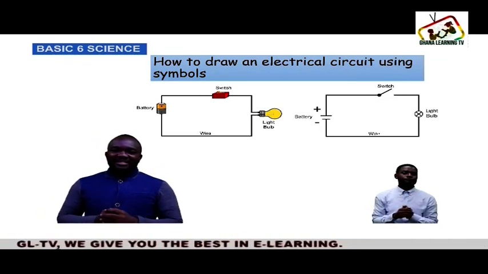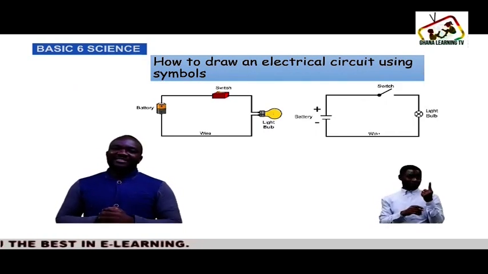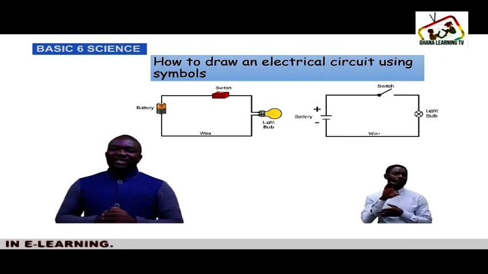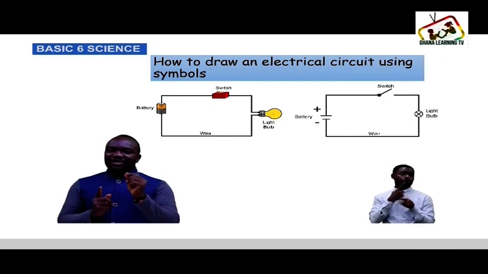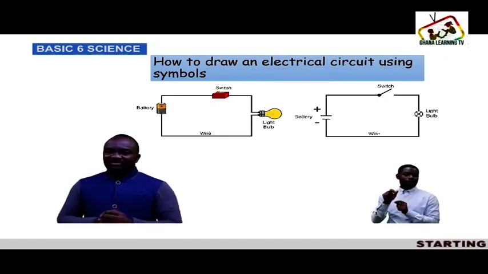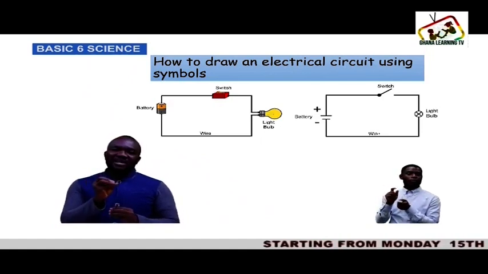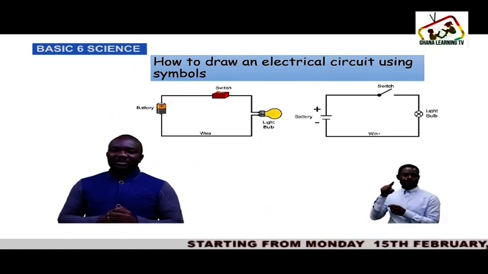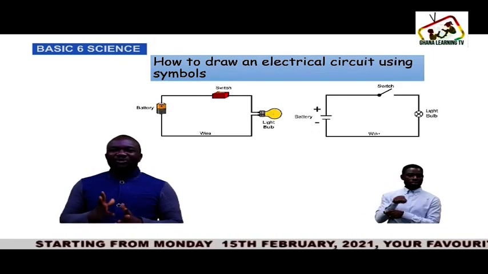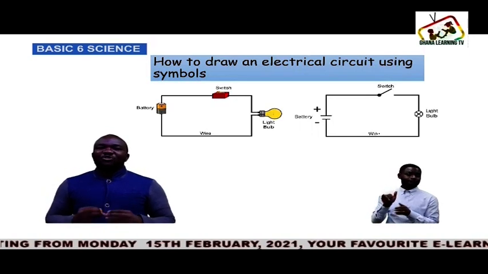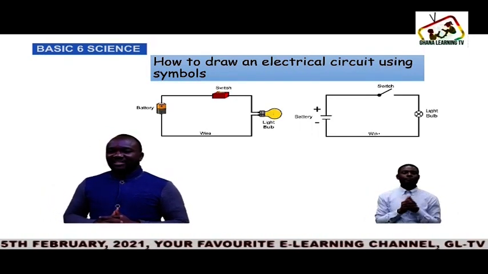I have my dry cell here, so in place of the dry cell, I'll use the symbol to replace it. I'll also have my switch, so I'll replace the switch, that's the component, with the symbol. And the light bulb, I'll use the symbol to replace the component of the light bulb. And the last one is the connecting wire, which is already there. So this is how to construct or draw an electrical circuit using the symbols.